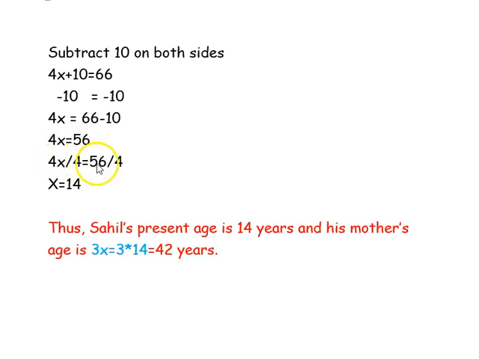Now we are dividing by 4 on both sides to get only the value of x. So 4x by 4 equals 56 by 4. 4 and 4 will get cancelled, so you will get only x, and 56 by 4 is 14. So x is 14. We have considered x as Sahil's present age, so Sahil's present age is 14, and his mother's present age we have considered as 3x, as given in the question. So it's 3 times 14, that is 42 years. So Sahil's present age is 14 years and his mother's present age is 42 years.